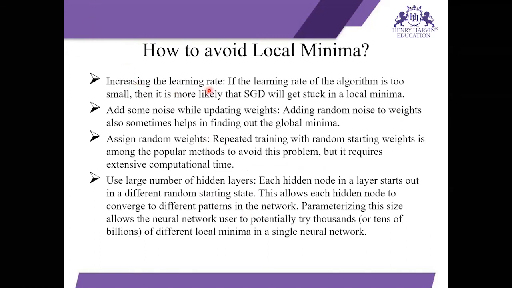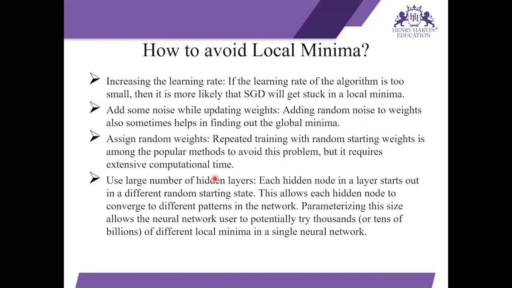Increasing the learning rate. If the learning rate of the algorithm is too small, then it is more likely that SGD will get stuck in a local minima. We can add some noise while updating weights. When we add random noise to weights, this also can sometimes be helpful in finding the global minima. Assign random weights. Repeated training with random starting weights is the most popular method that we try to avoid this problem. But here the problem is the computational time.